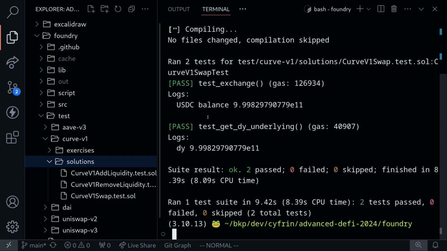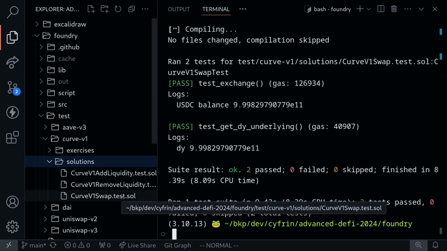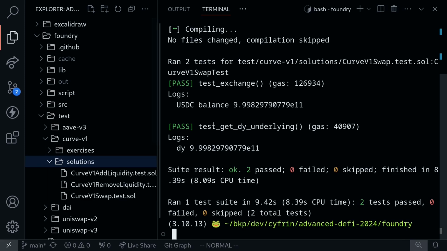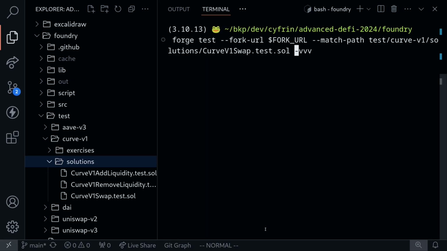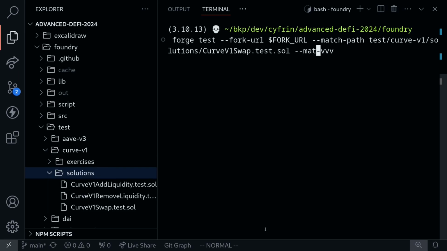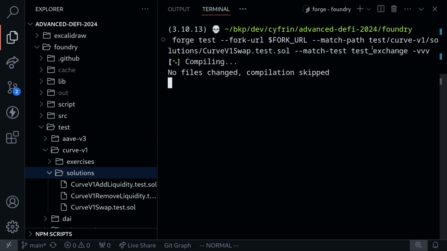Okay, that executed two functions, test_exchange and test_get_dy. I'm not going to open this file because I don't want to show you the solutions, but let's say that we only wanted to execute this function called test_exchange. So what you can do is start with the same command as the previous example, and then type --match-test. The name of the test is test_exchange. This will only execute the test called test_exchange inside the contract CurveV1Swap.